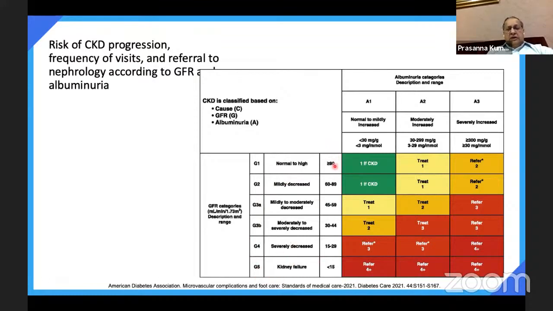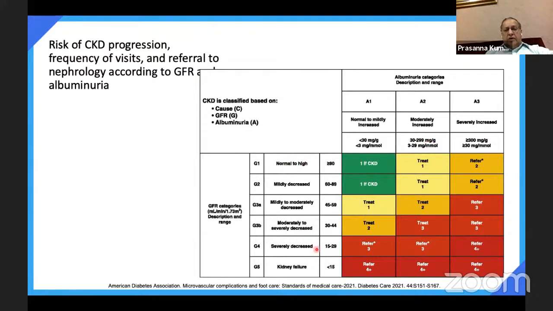When the eGFR is 90 and more, it is normal. 60 to 89 is mildly decreased. 45 to 60 is mild to moderate. Then moderate to severe is 30 to 44. Severely decreased eGFR is 15 to 29. And below 15 is severe kidney failure or end-stage renal failure. Albuminuria is also graded as A1, A2, A3. A1 is normal to mildly increased, less than 30 milligrams per gram. If it is moderately increased, 30 to 300, and as I told you, more than 300 is severely increased macroalbuminuria.